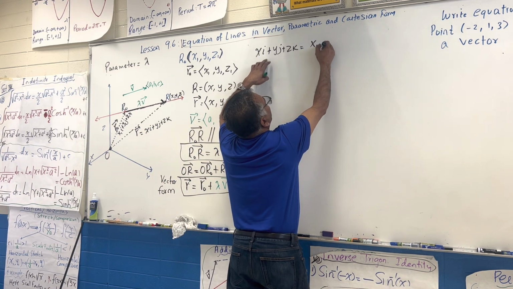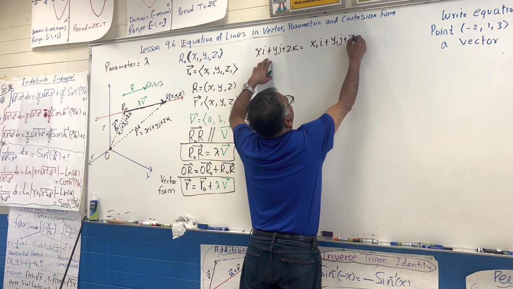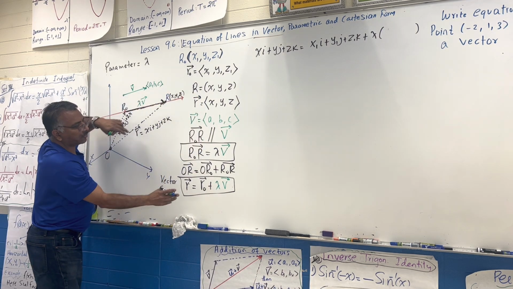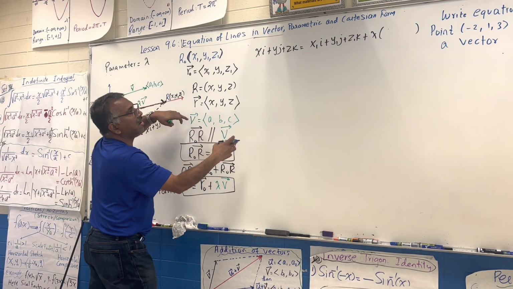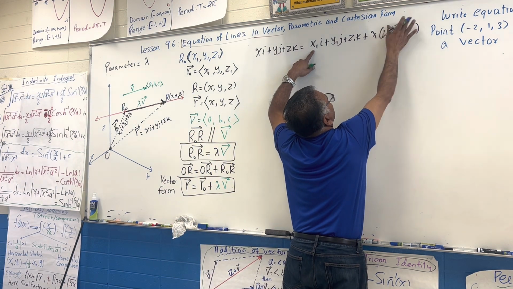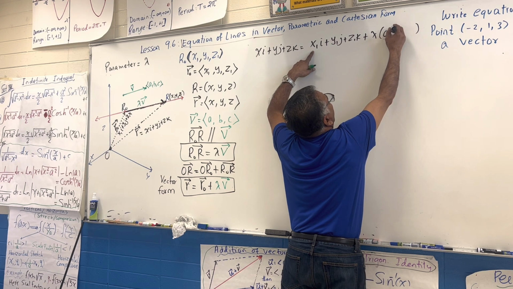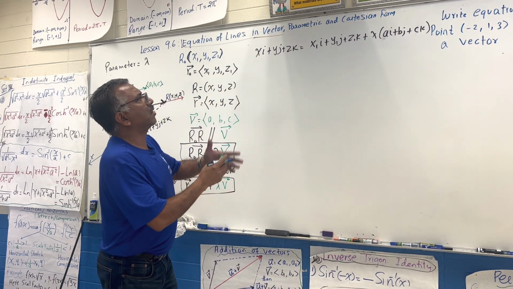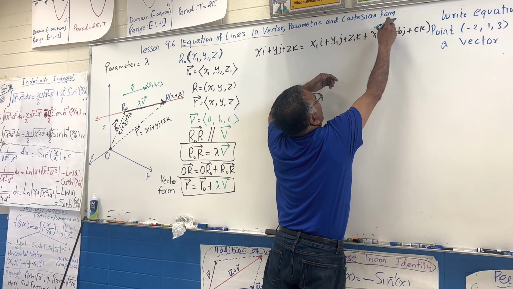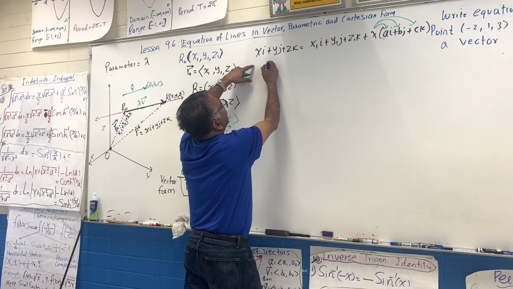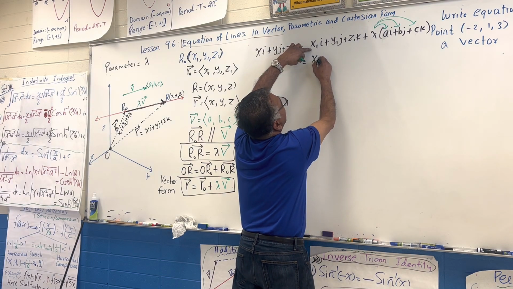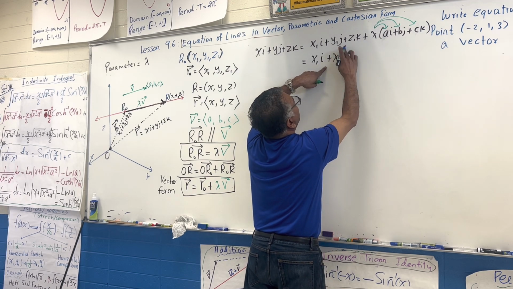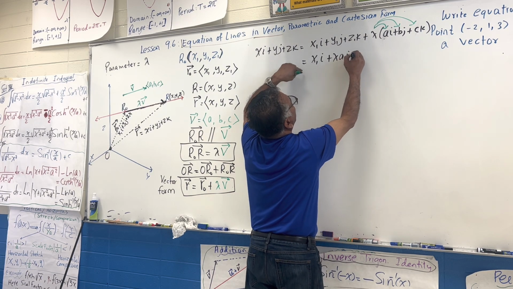So this will be x1 i plus y1 j plus z1 k plus lambda times this vector v, which is a, b, c. We can write it as ai plus bj plus ck. Then you can use the regular multiplication, the distributive property here. So this stays the same. This x1 i we combine with lambda times a, because you're multiplying the first one, a i.